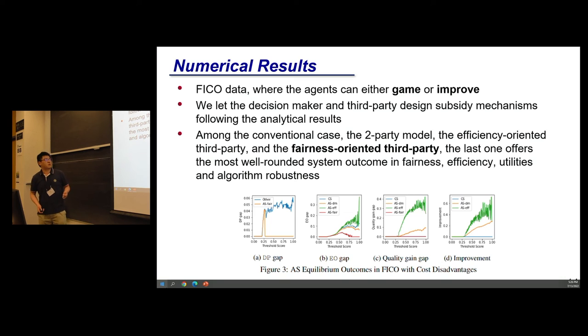So we also run some numerical results on the FICO data, and we treat the credit score as the feature and the repayment rate as the likelihood function. We consider the decision maker and the third party mechanism design cases and run some experiments. And among all the different system settings, we find out that a fairness-oriented third party can achieve the best well-rounded system outcome in terms of fairness, efficiency, utilities, and algorithm robustness. I think that's it. Thank you.